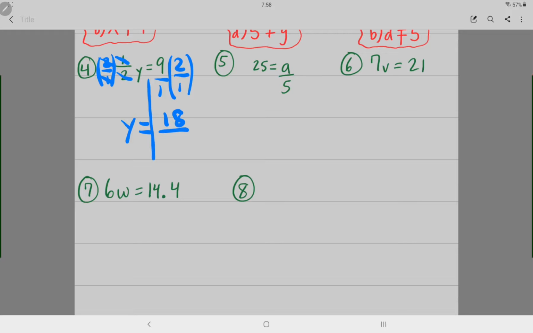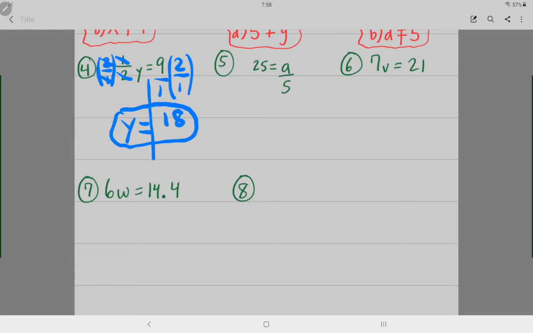And denominator 1 times 1 is 1. 18 divided by 1 is just 18. So again, you don't have to put 18 over 1. So I'll just go back here. As long as you know that 9 times 2 is 18, you can just go with that. So y equals 18.